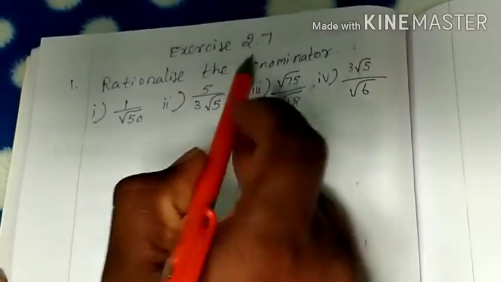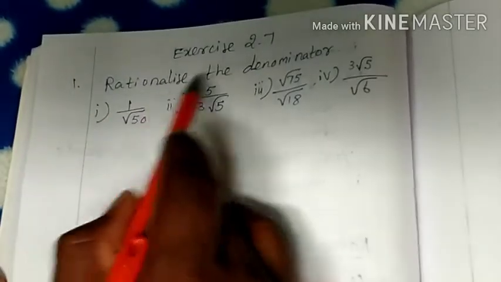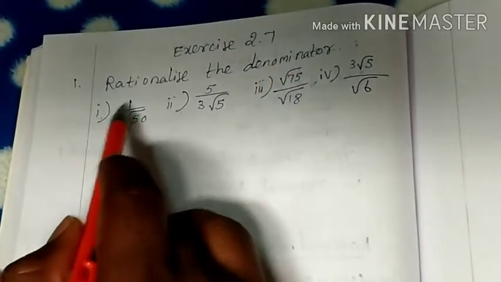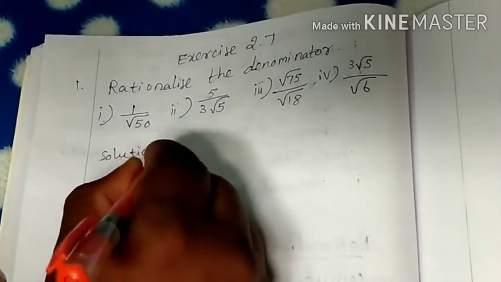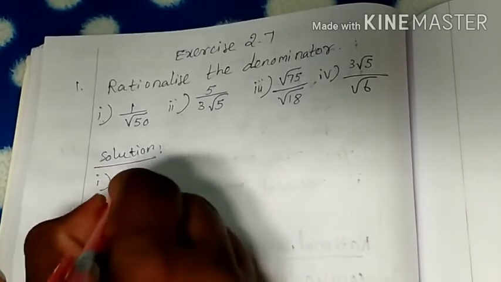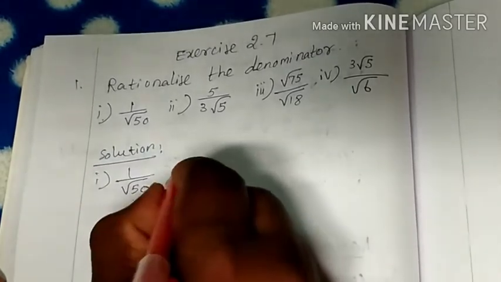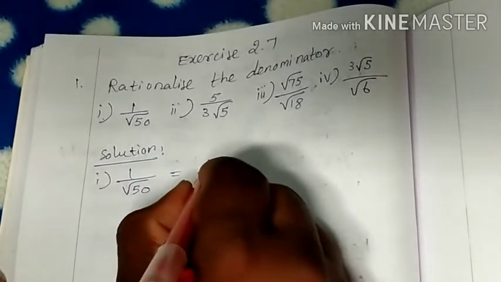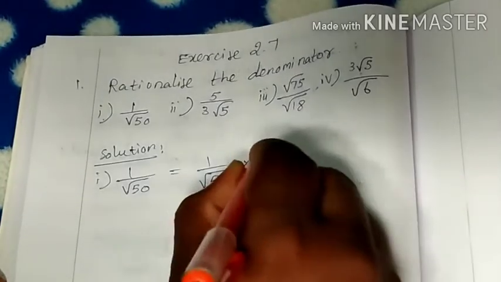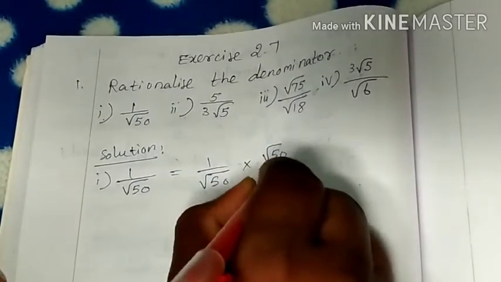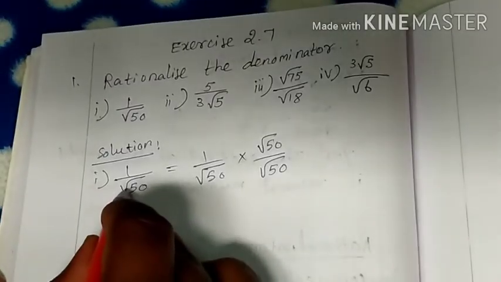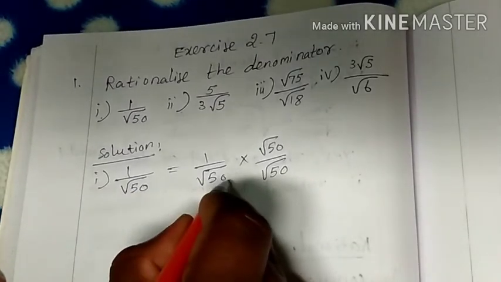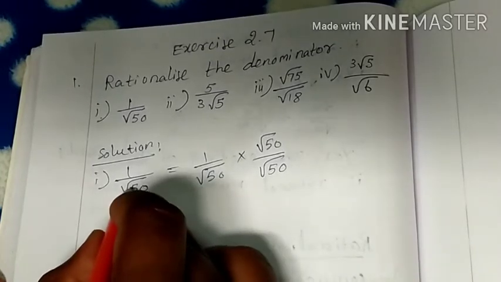Okay, next exercise 2.7. First question, rationalize the denominator. The first question is 1 by root 50. The solution: 1 by root 50 equal to 1 by root 50 into root 50 divided by root 50. So rationalizing the denominator. We want to write the denominator as a rational number. This is an irrational number, root 50.